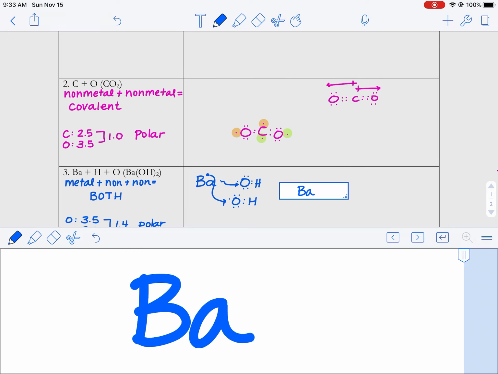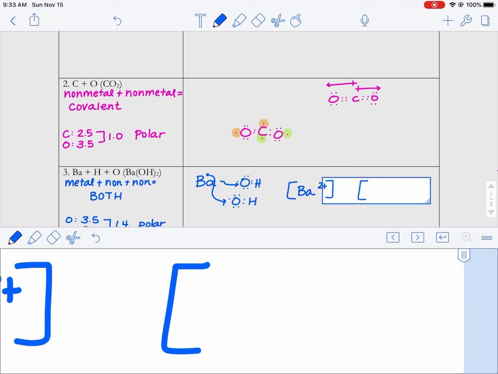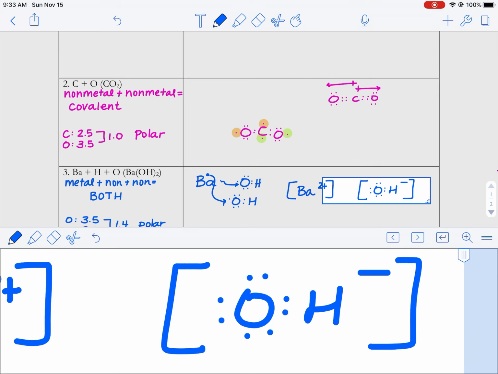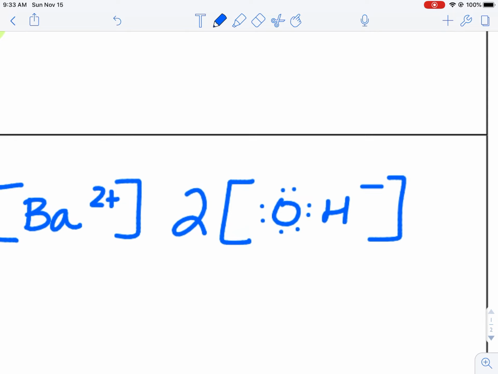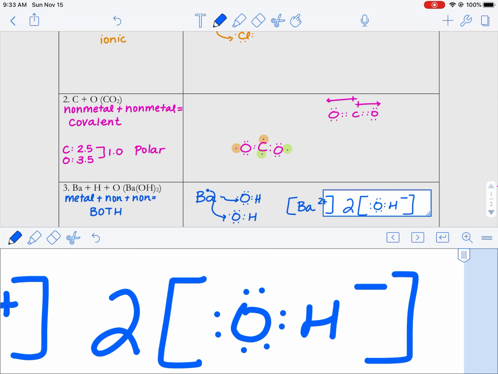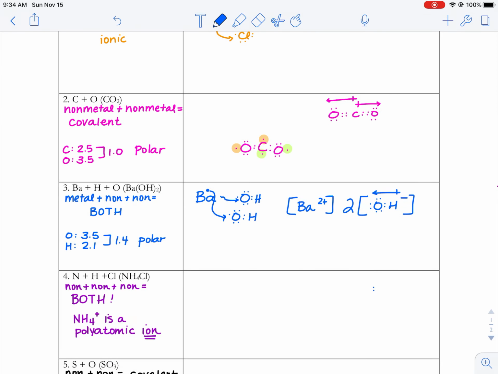Showing the resulting ions, barium no longer has any dots around it. It has lost 2 electrons, so its charge is 2+, and we put it in brackets. The next ion is going to be that oxygen, hydrogen. Together, the 2 of them gained an electron, so that means together there's a -1 charge. I put it in the brackets, and I have a 2 outside of it as a coefficient to show that I needed 2 of them. Within the oxygen, hydrogen, the oxygen is hogging those electrons. So again, I'm going to show the polarity of that bond.